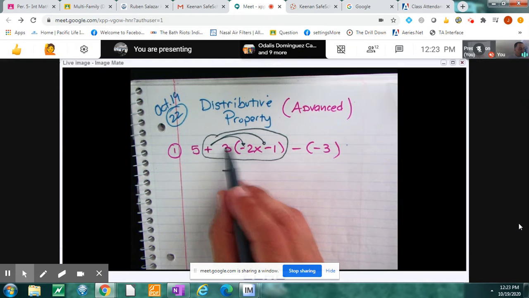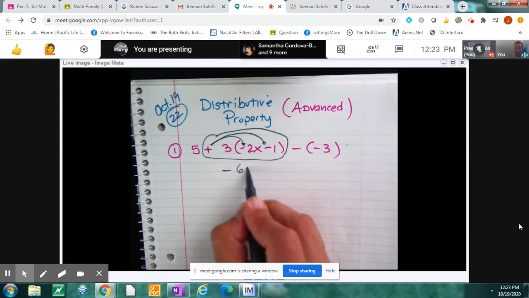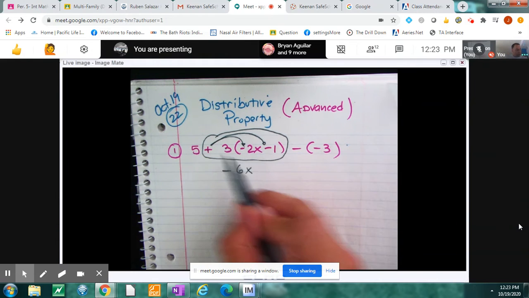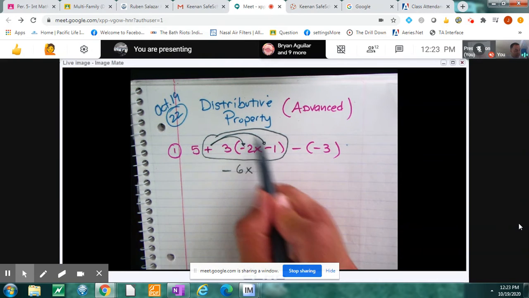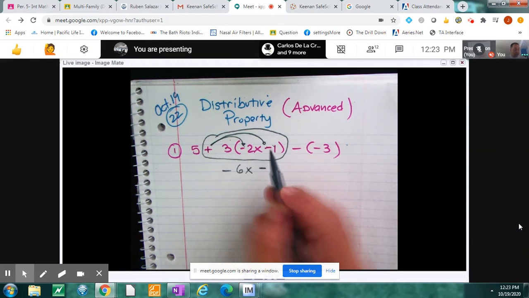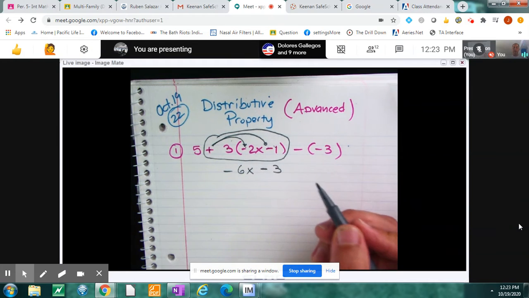And then 3 times 2x is 6x. Now, if you know how to do this, go ahead and see if you get it right. For those that need a little bit more, follow me. So positive times negative is negative, and then 3 times 1 is 3. See that? So there's your answer.